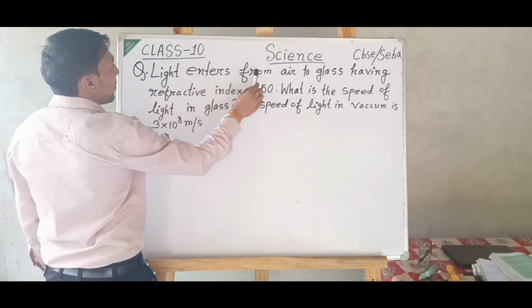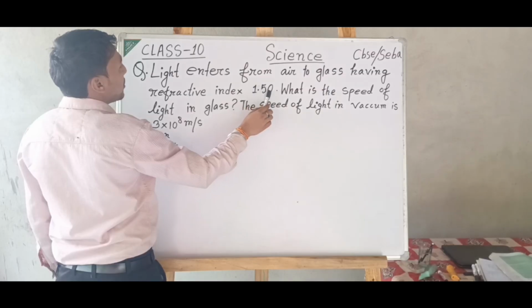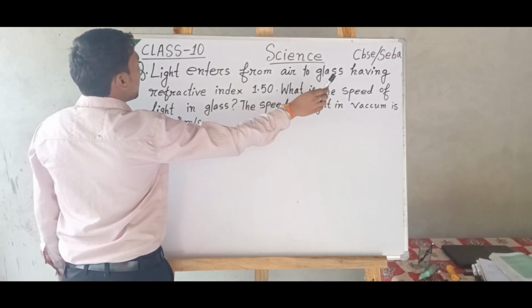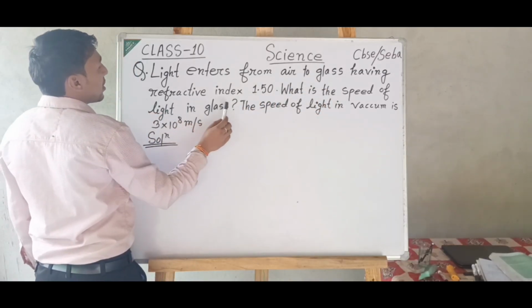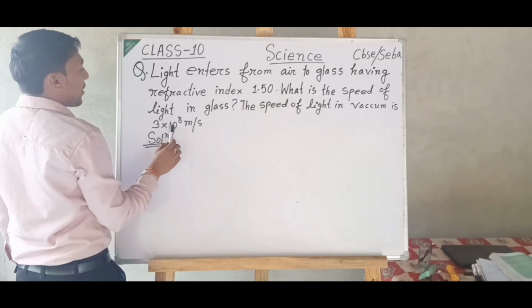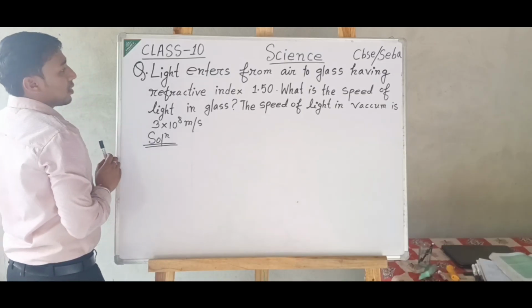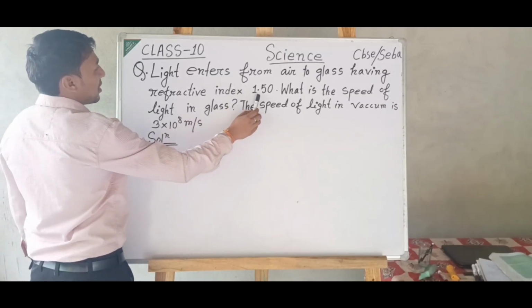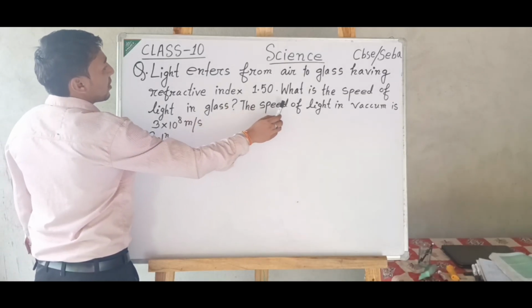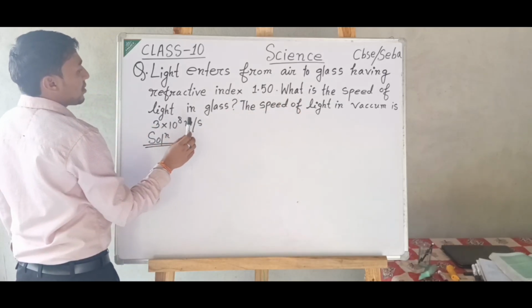Light enters from air to glass having refractive index 1.50. What is the speed of light in glass? The speed of light in vacuum is 3 into 10 to the power 8 meter per second. So in this question, refractive index of glass given 1.50 and speed of light in vacuum given 3 into 10 to the power 8 meter per second.